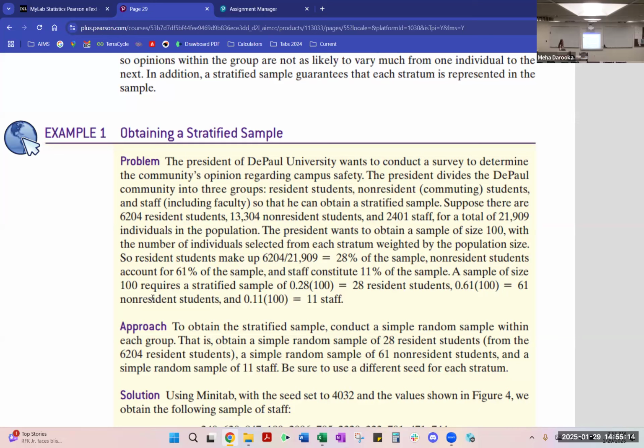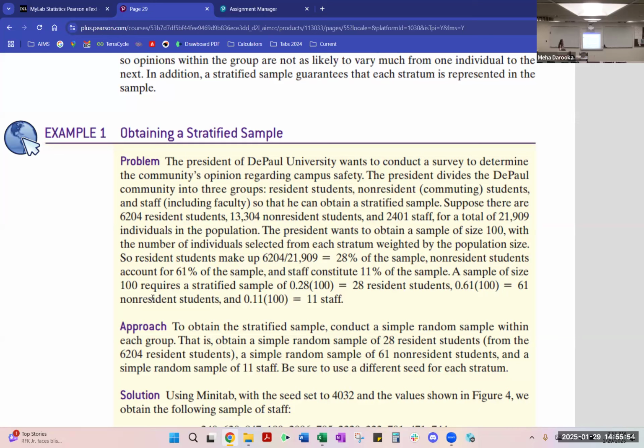So here we're talking about an example. The president of DePaul University wants to conduct a survey to determine the community's opinion regarding campus safety. So the president divides the DePaul community into three groups: resident students, non-resident, that is commuting students, and staff members, which also includes faculty. There are a total of 6,204 resident students, 13,304 non-resident students, and 2,401 staff, that's a total of 21,909 in the population. They want to obtain a sample of 100.